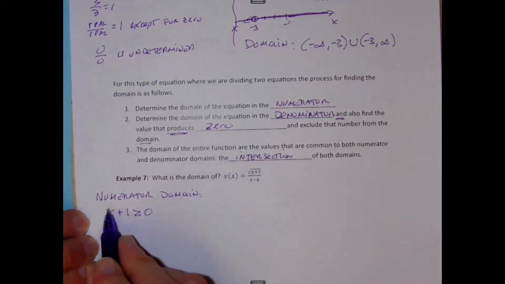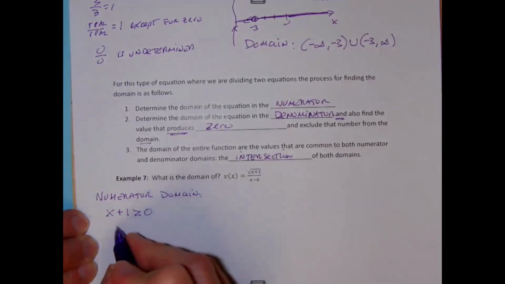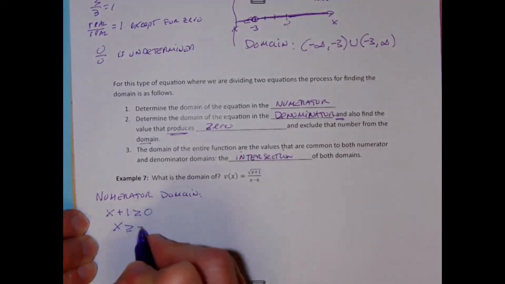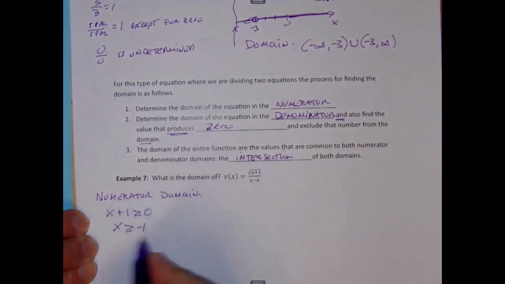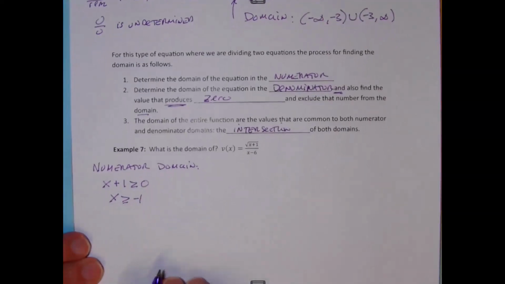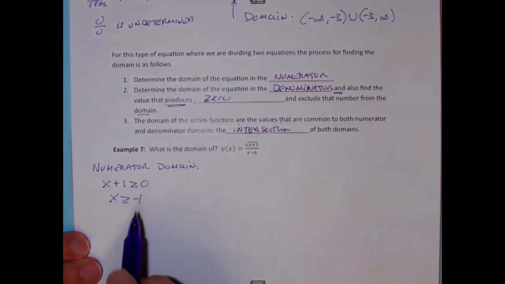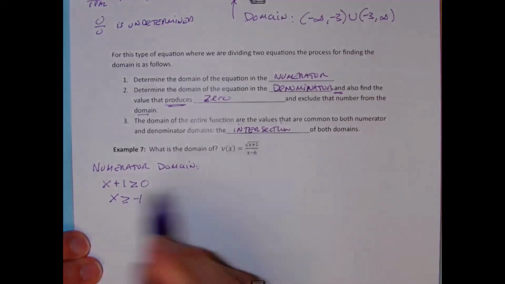What I want is what input causes this to be greater than or equal to 0. When I solve, I get -1. So for the numerator, that's my domain. I need values that are greater than or equal to -1. What about the denominator?